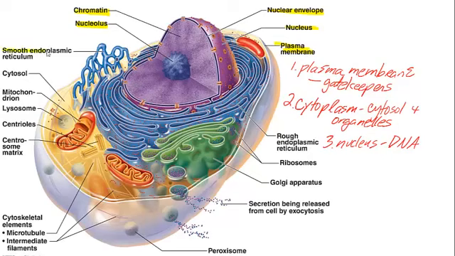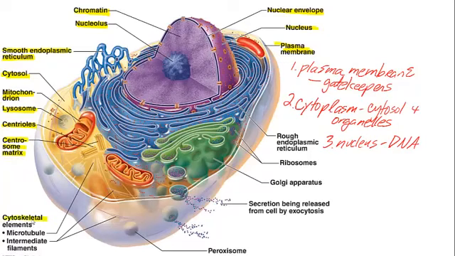Smooth endoplasmic reticulum is where lipids are made. The cytosol is the watery fluid in the cytoplasm. The mitochondria is where ATP is made. Lysosome is where bacteria can be destroyed. It has strong enzymes in it. The centrioles are for cell division. The centrosome matrix is made up of 2 centrioles.